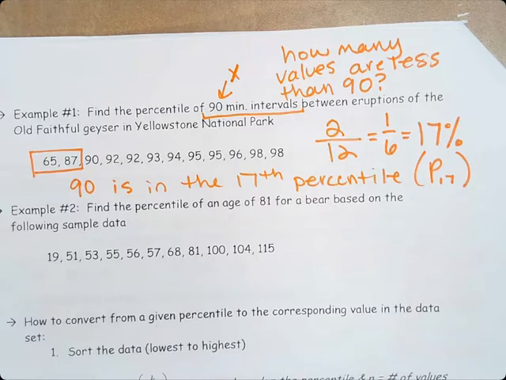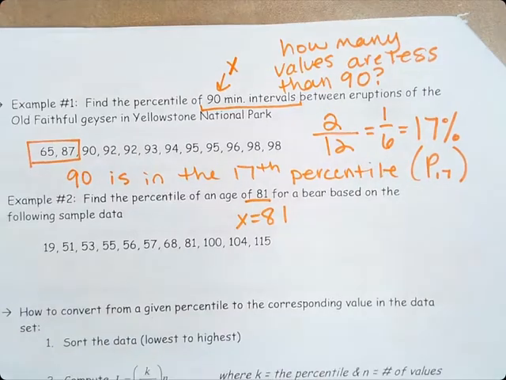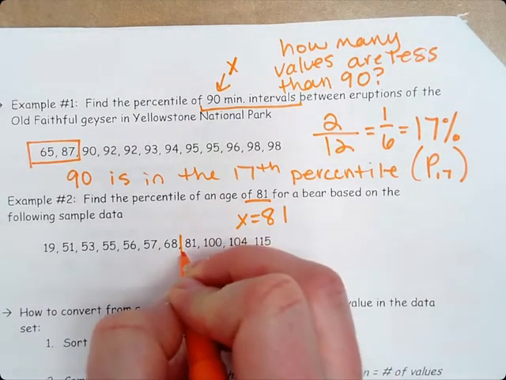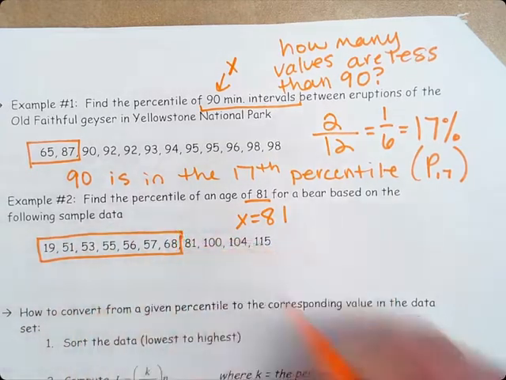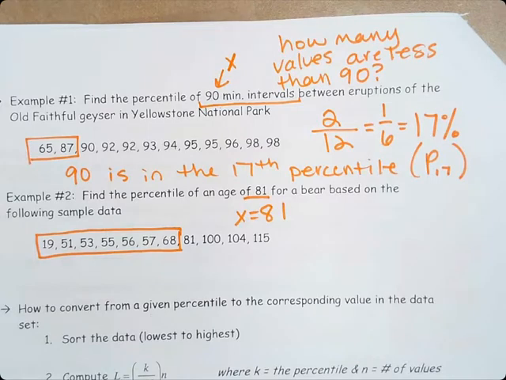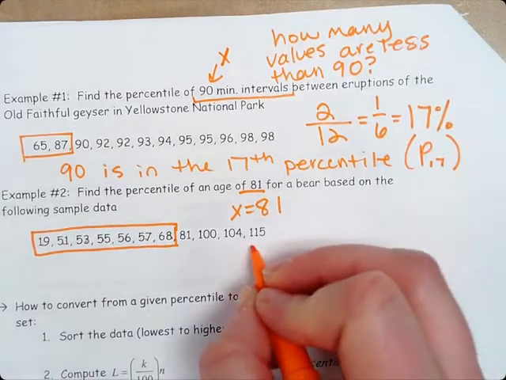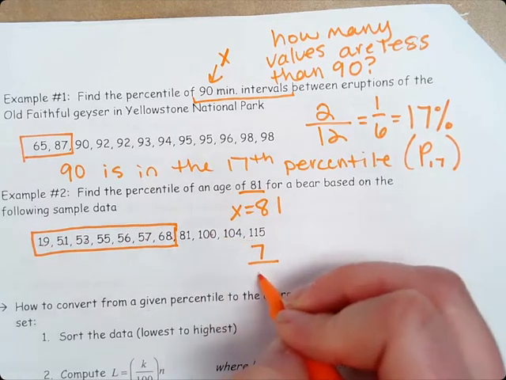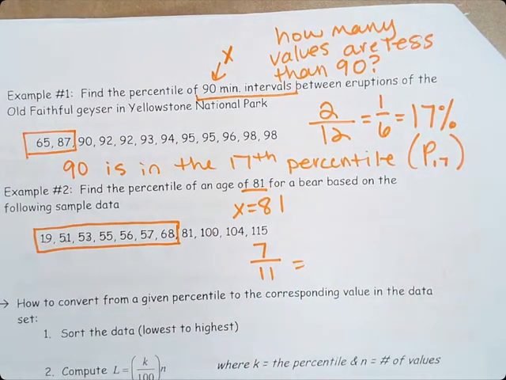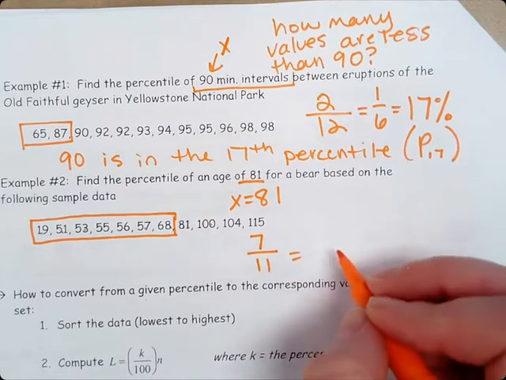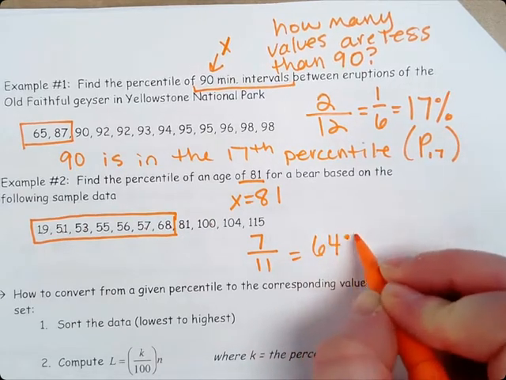Okay, example 2. Find the percentile of age 81 for a bear based on the following sample data. So X is going to be 81. We want to see how many values are less than 81. All of those values. So how many does that come out to? It's 7 out of 11. We need to find out what percent that is. It's 64% whenever you divide it.